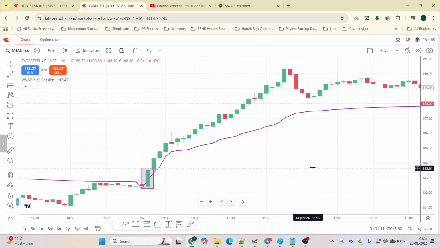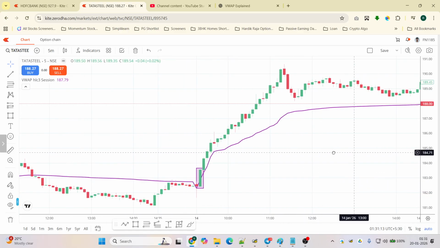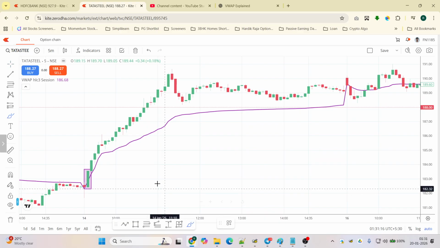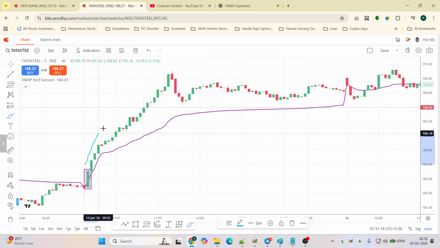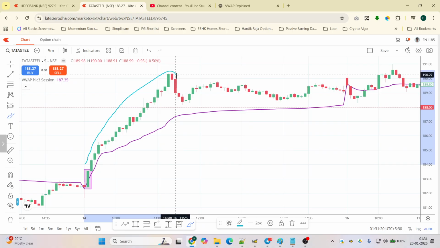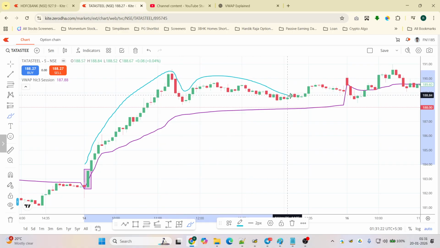Now here, if you can see, from this point onwards the price has gone up. It is continuously above the VWAP line, correct?